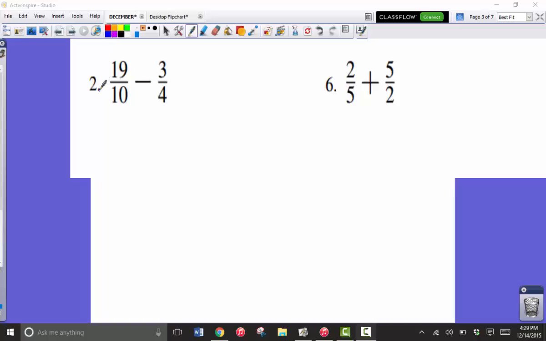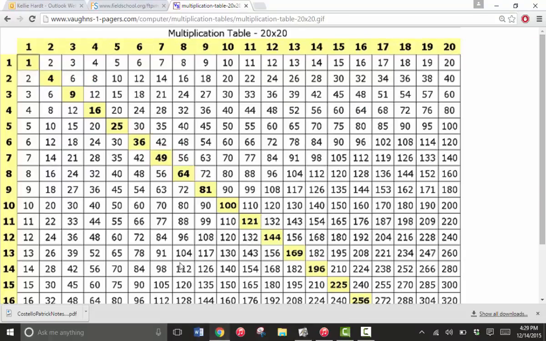And I'm going to do question number 2 from your homework tonight. First thing that we're going to do is set up the fractions vertically like this. And now we must find a common denominator. Remember, you can also use your multiplication chart if you're not sure. Like this.